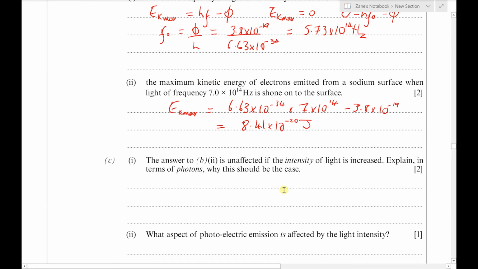Now the answer to part B2 is unaffected by the intensity of light. So what they're saying is if we increase the intensity of light, you might expect that the electrons would escape with a greater energy, but in fact they don't. And we've got to explain this in terms of photons, why this should be the case. Now increasing the intensity means more photons per second. But those photons have exactly the same energy.